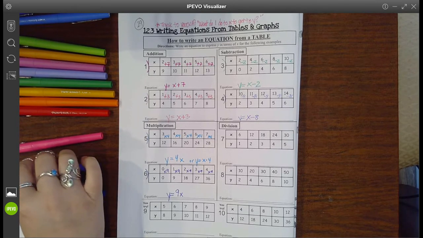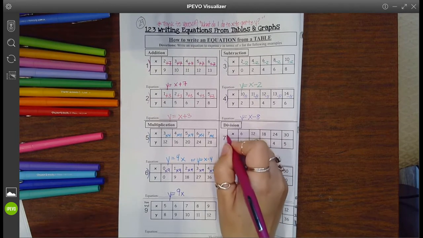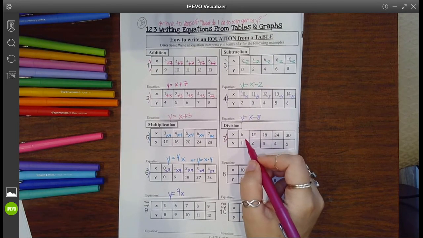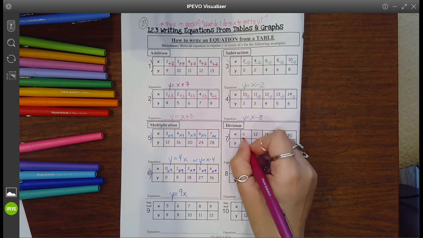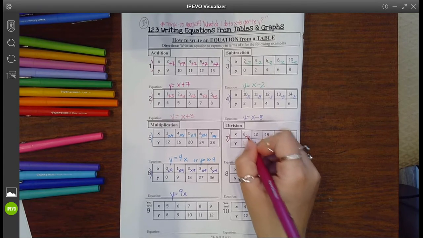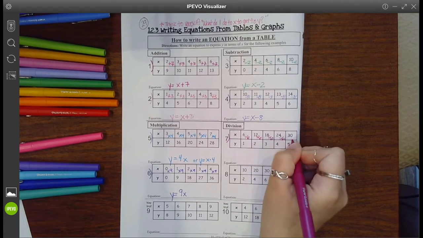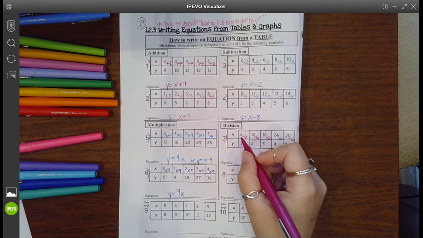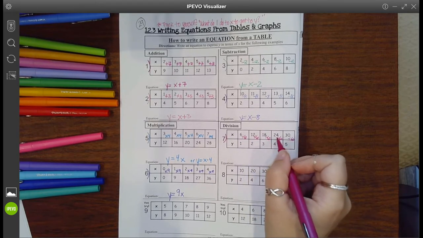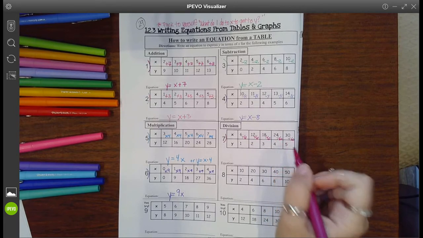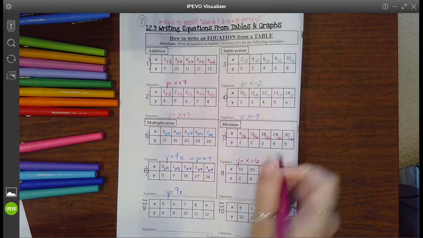Okay, let's go ahead and take a look at our next one. The next one says from 6 to 1. Well, 6 minus 5 is 1, but 12 minus 5 is not this. So let's try dividing instead. If I go 6 divided by 6, that gives me 1. So let's see if that pattern holds up. 6 divided by 6 is 1. 12 divided by 6 is 2. 18 divided by 6 is 3. 24 divided by 6 is 4. And 30 divided by 6 is 5. So I always took the x and divided it by 6.